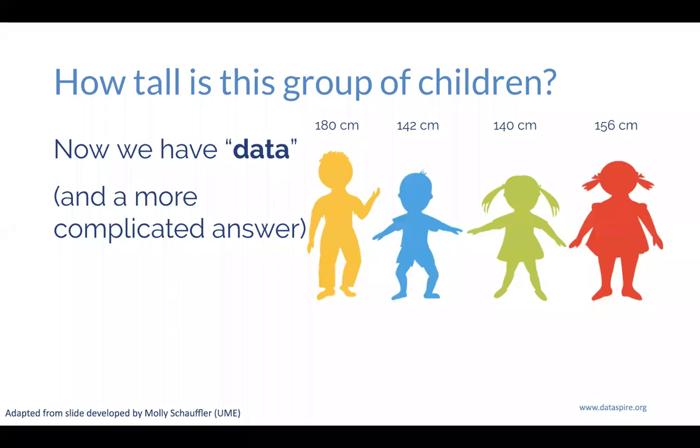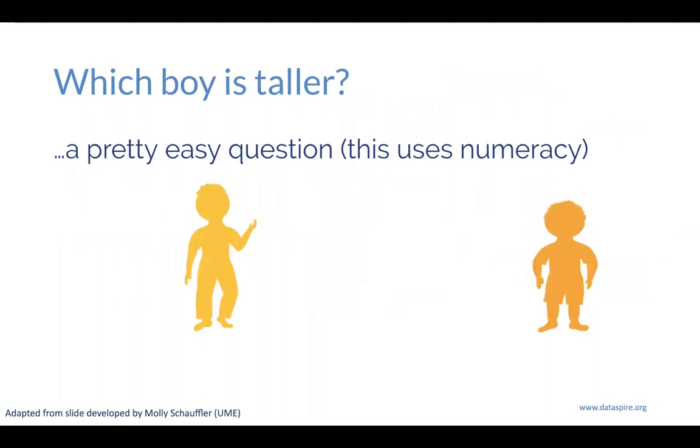It's not as easy just to say, oh, 180 centimeters, because we have four different values that we now need to make sense of. And how do we talk about that? How do we actually answer this question of how tall is this group of children, based on these values from one another within these data? Another example is, which boy is taller? This can be a pretty easy question, right? We use numeracy. If we imagine that the boy on the left is 180 centimeters and the boy on the right is 140 centimeters, we use some basic subtraction to figure out which boy is taller.